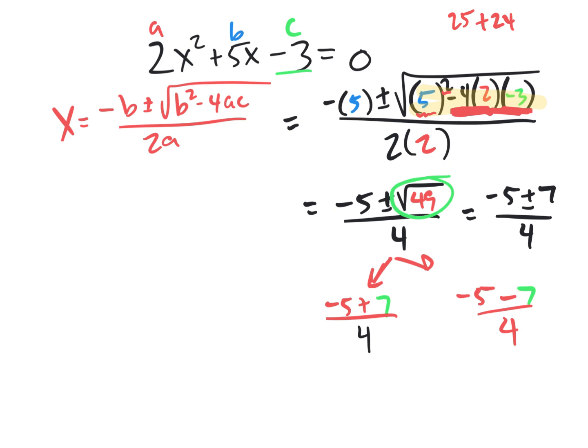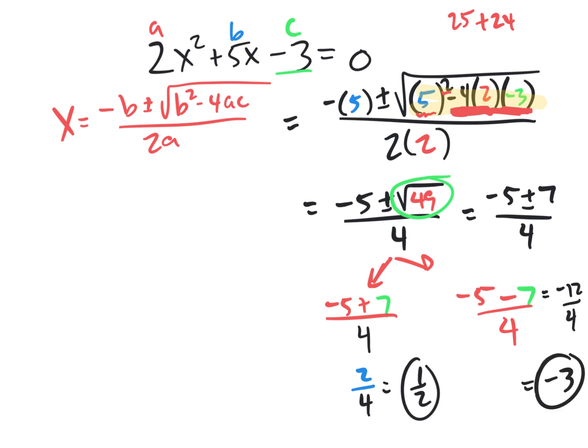Anyway, so when I do the final step here, negative 5 plus 7, that's 2, and it's still over 4. And 2/4 reduces down to 1/2, so there's an answer. The other one, negative 5 take away 7, that's negative 12, and negative 12 is divisible by 4, so you get negative 3 as the other answer. And that's about it, guys.